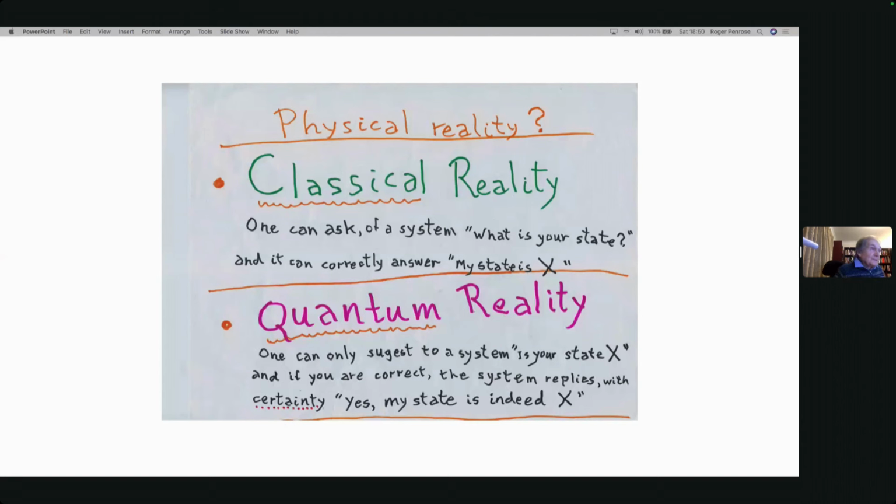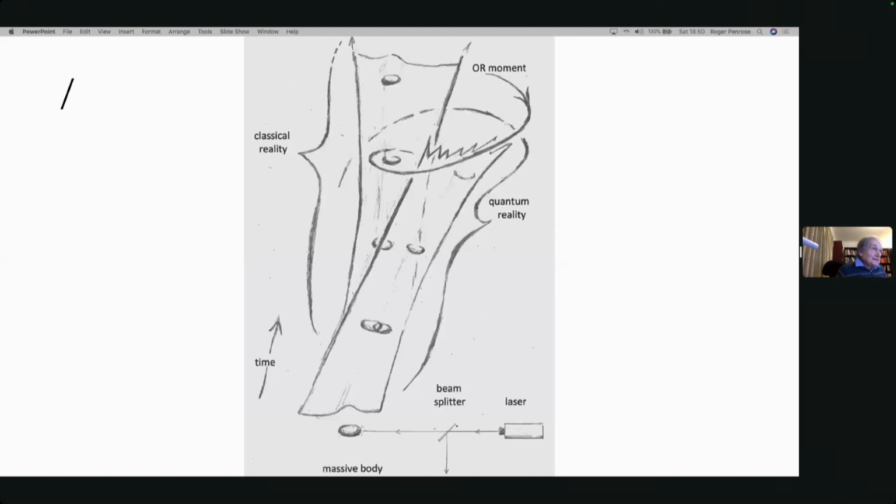And it's important to make this distinction. Otherwise, it doesn't seem to make sense of the way the world works. So classical reality, I have now a picture of the sort of thing I mean. At the bottom, it is a space-time picture, roughly speaking.